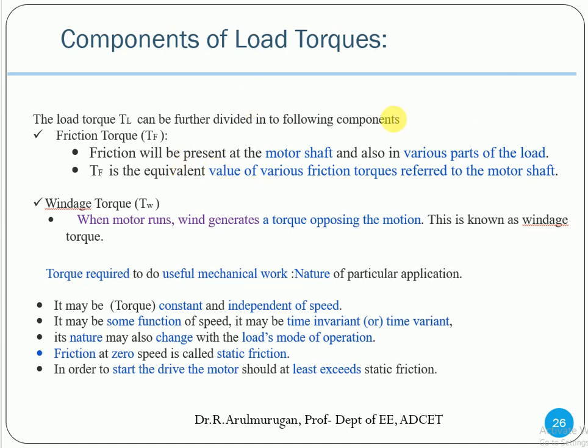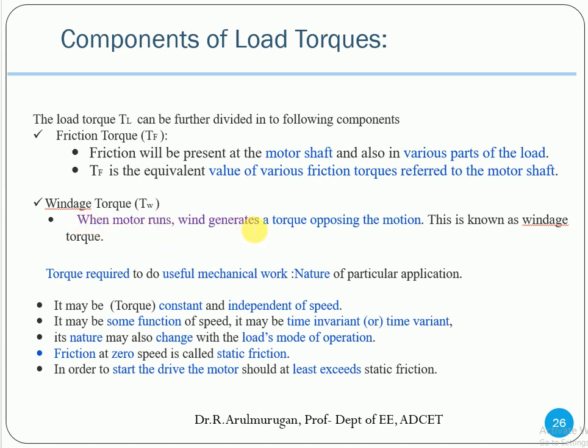Then further, the load torque includes 2 more points: friction torque and windage torque. What is the friction torque? The motor is connected to the load through the shaft, that is the motor shaft. Some reaction there is called friction torque. The friction will be present at the motor shaft. So what is the windage torque?